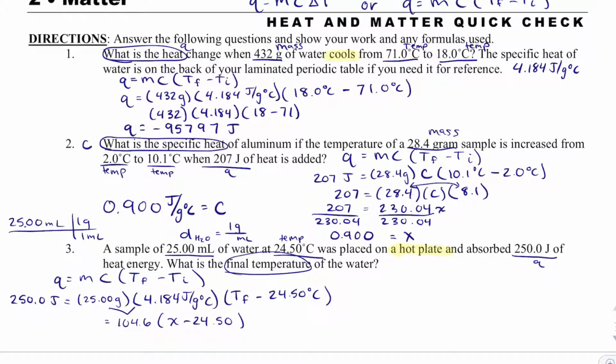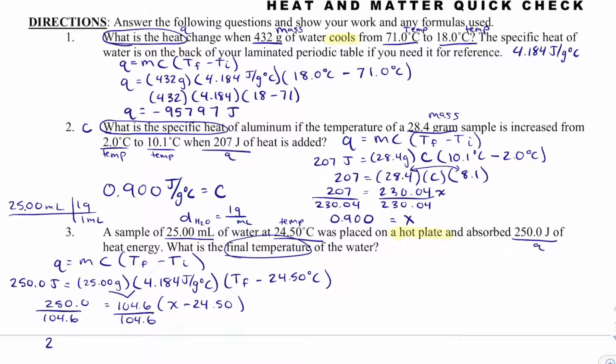24.50, that equals 250. Divide each side by 104.6. 250 divided by 104.6, that's going to be 2.39. That equals x minus 24.5. Add 24.5 to each side. 2.39 plus 24.5. X is going to be 26.84 degrees Celsius.